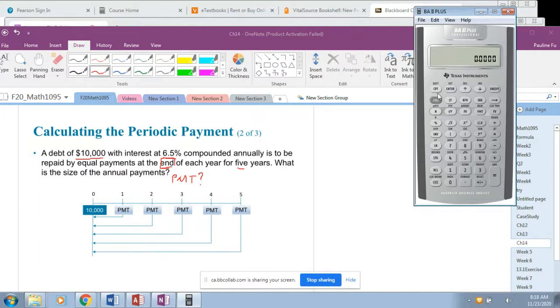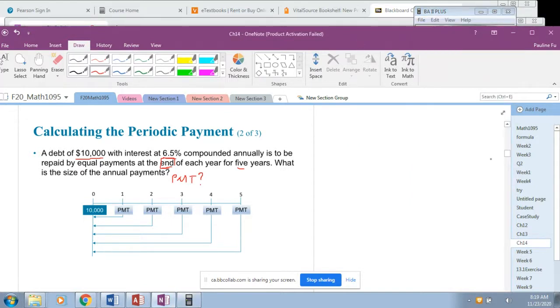Second quit. 10,000 is the present value, PV, and interest is 6.5. Five is N. Do not forget 0 is FV. And then you compute PMT. So each year you are going to pay $2,406.